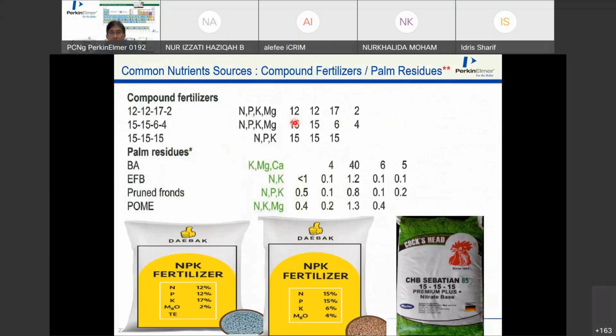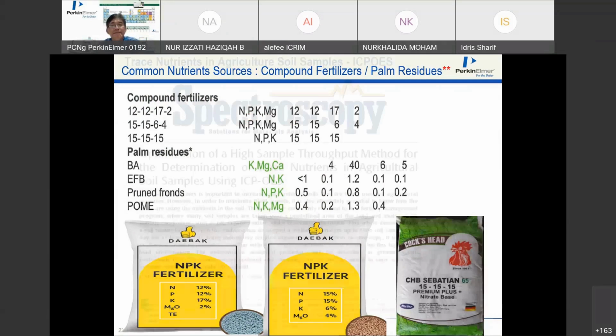For information, P cannot be analyzed on AA. It needs to be analyzed on ICP-OES. So this is the range on fertilizer.